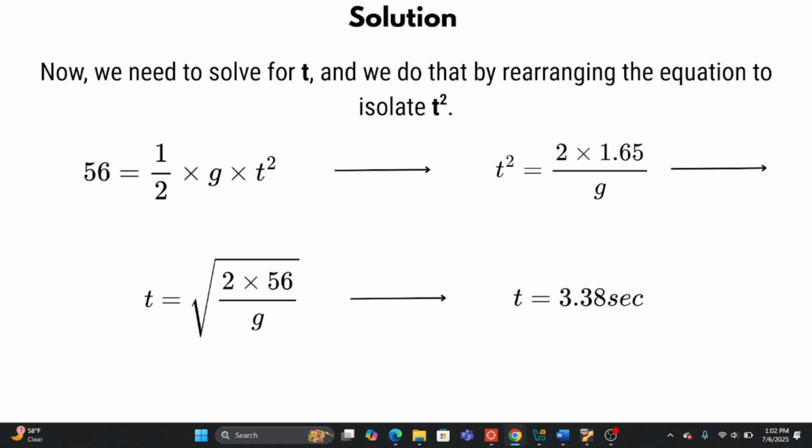So we need to solve for t now, and we do that by rearranging the equation to isolate t squared. So 56 is equal to 1/2 times g times t squared, right? And t squared is equal to 2 times 56 over g, and then t is equal to the square root of 2 times 56 over g, and then t ends up being 3.38 seconds.